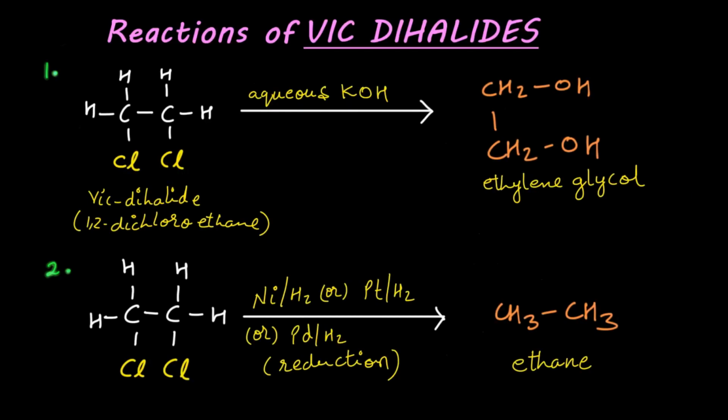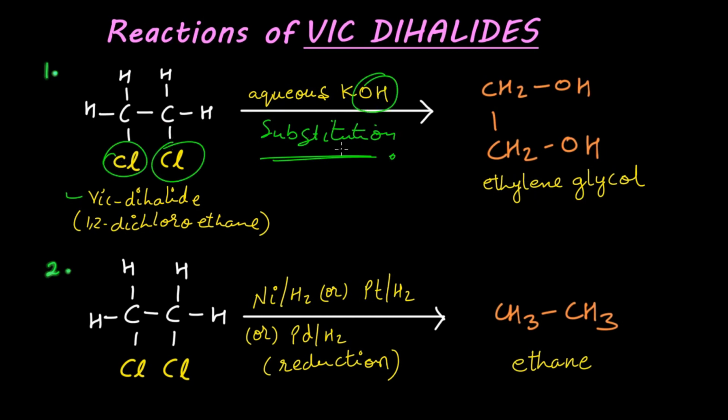Now let's move to the reactions of VIC dihalide. When a VIC dihalide is treated with aqueous KOH, a substitution reaction will take place. Whenever there is aqueous KOH, substitution reaction will take place, and these two chlorine atoms will be replaced by two OH groups, so you will get ethylene glycol.